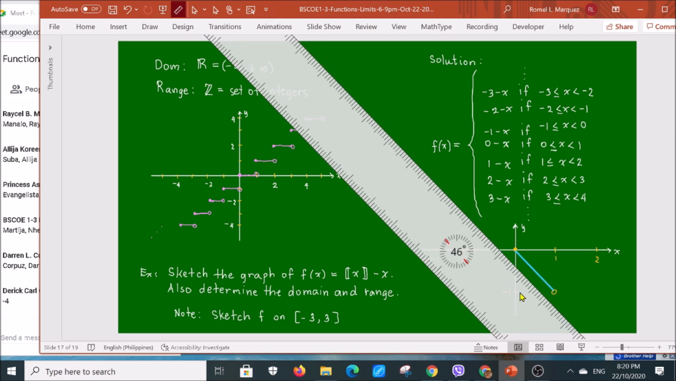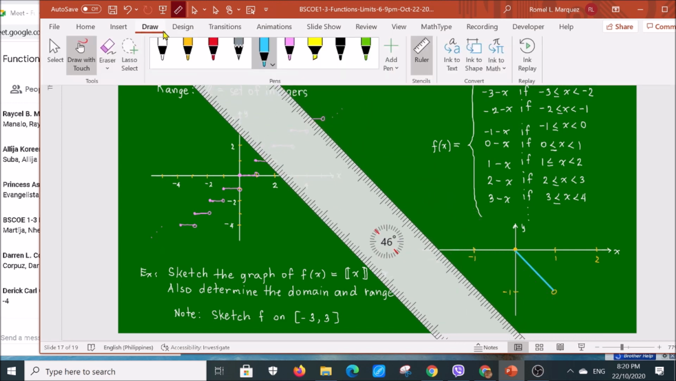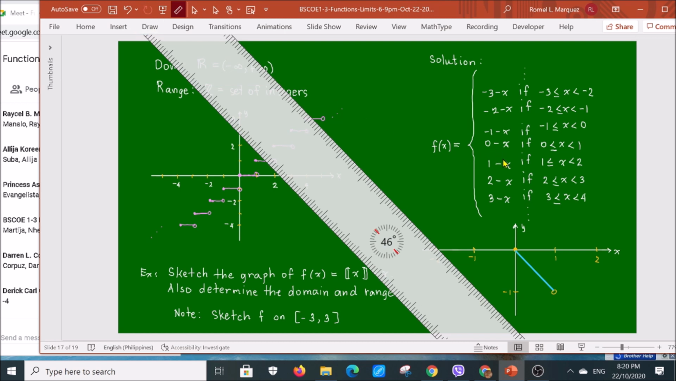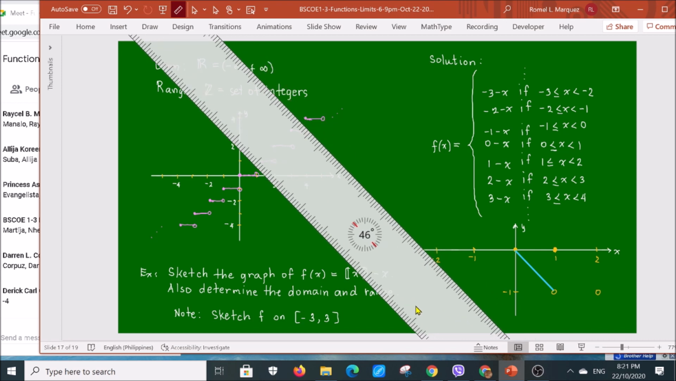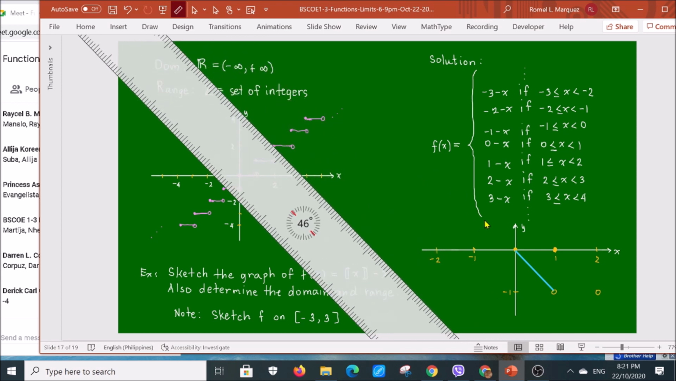Okay. Next, what about if x is between 1 and 2? When x is 1, 1 minus 1 is 0 again. When x is 1, y, or f of x, is 0. When x is 2, 1 minus 2 is negative 1 again. When x is 2, it is negative 1, but open. So draw a line.